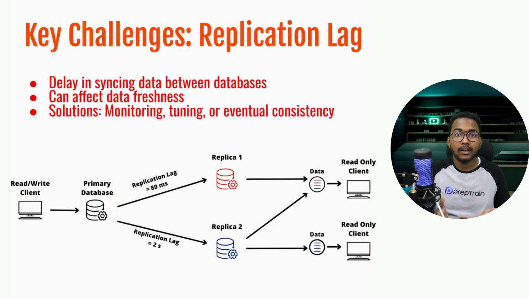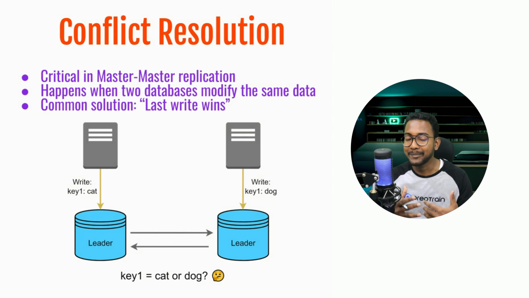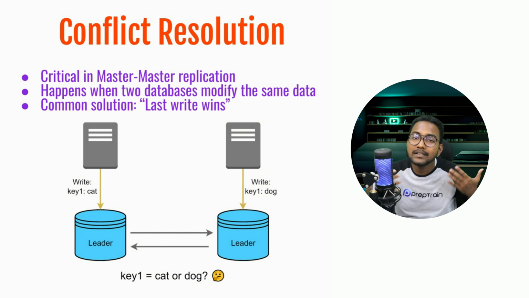So now that we have discussed replication lag, let's move on to another major challenge in replication, which is conflict resolution, especially in master-master setups. Okay, let's talk about conflict resolution, which is a crucial aspect of master-master replication. As we discussed earlier, in a master-master setup, both databases can handle read and write. But what happens when both databases try to update the same piece of data at the same time? This is where the conflict arises and conflict resolution becomes necessary.